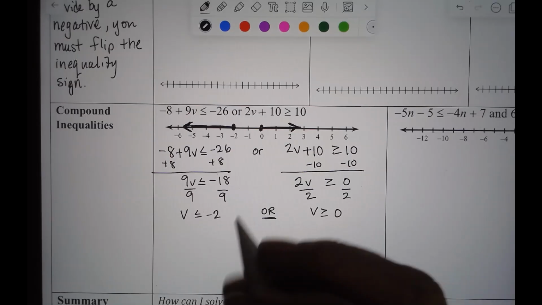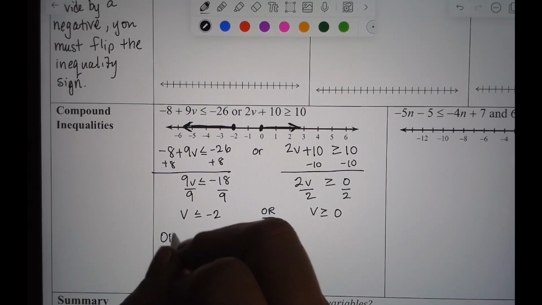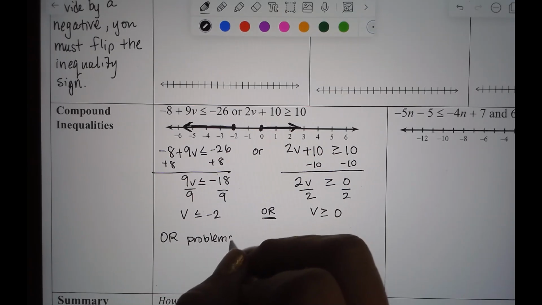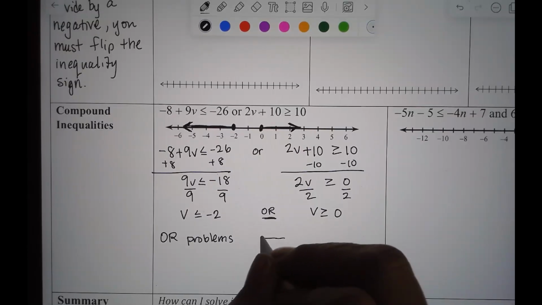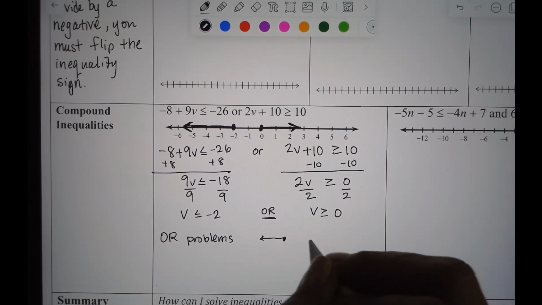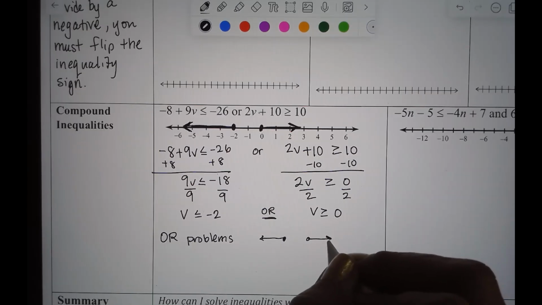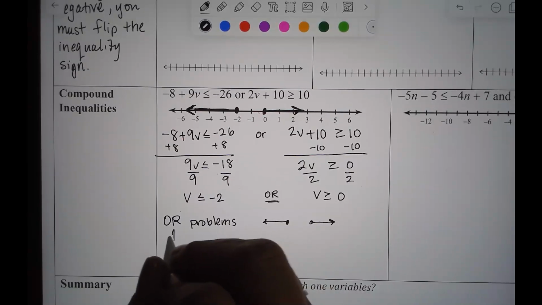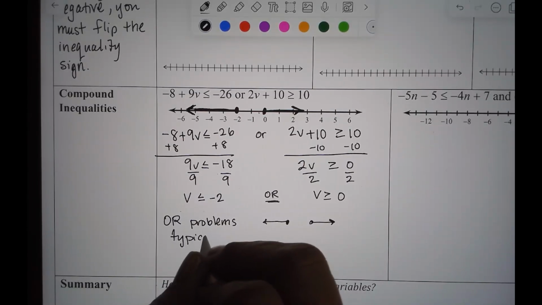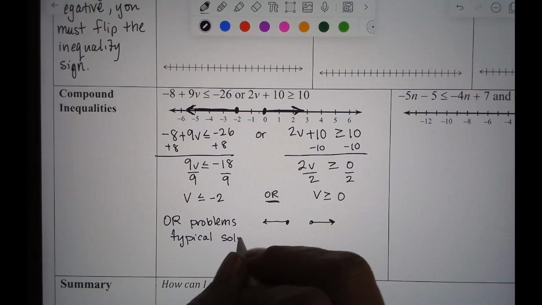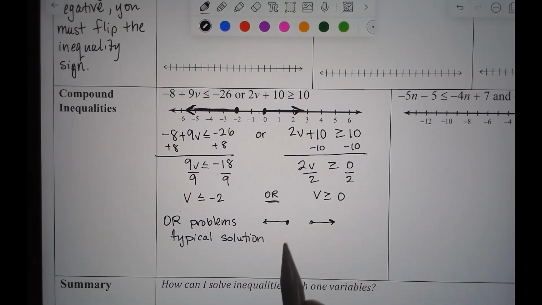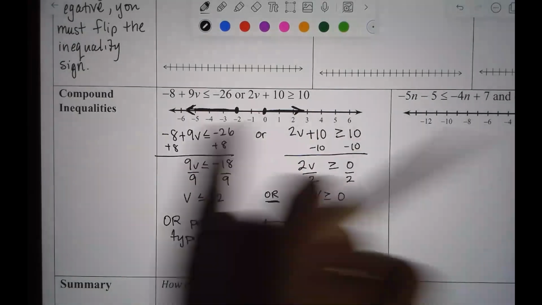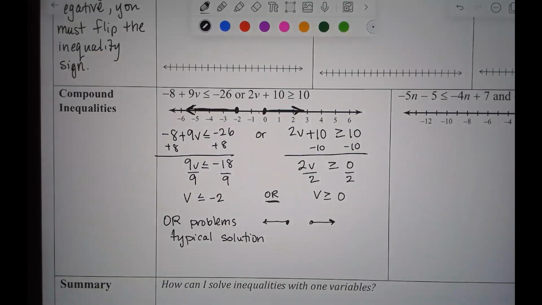When we have these kinds of solutions or problems, typically our number line looks like this, where we have arrows going in opposite directions like that. That's what your typical solution looks like. But it is possible where you actually have the entire number line, because it could be all of those numbers.